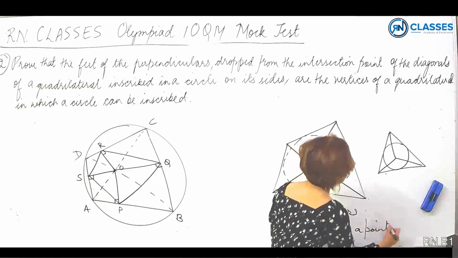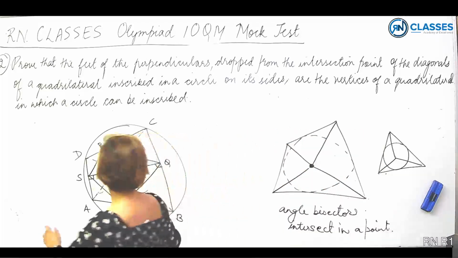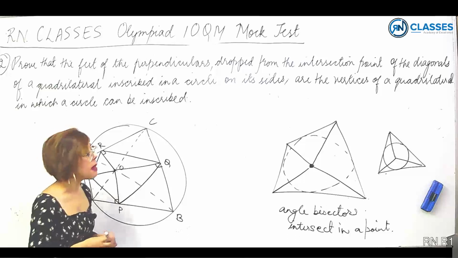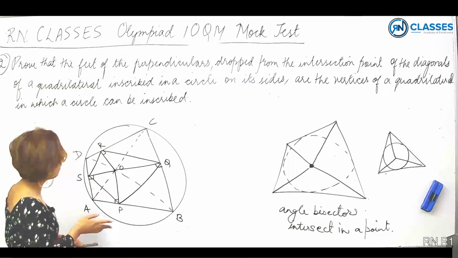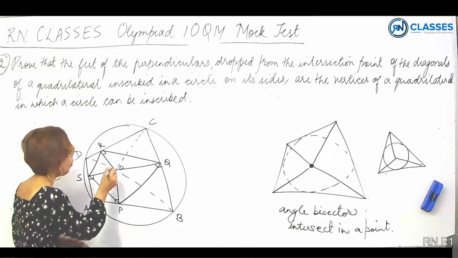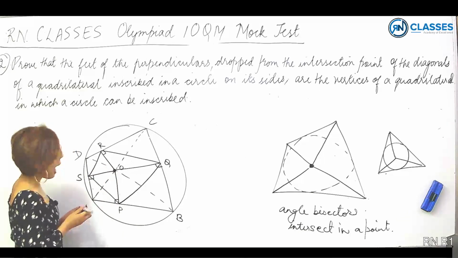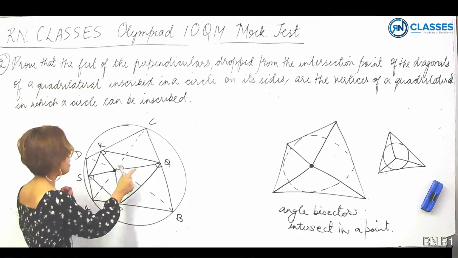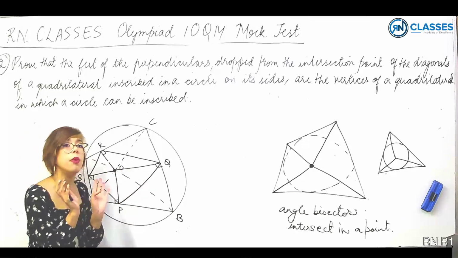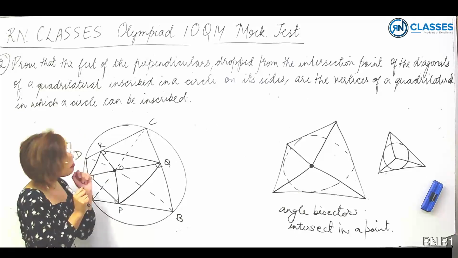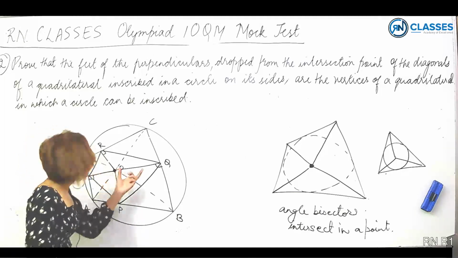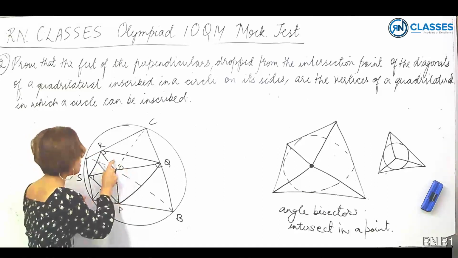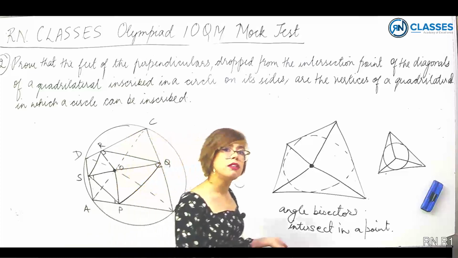Right? Let me look at my figure now. So my quadrilateral is PQRS. Now, I need to prove that the angle bisectors intersect in a point. Now, पहले बात इस quadrilateral में एक point तो यही है O. And I know that O is the intersection of this. That means these four segments are intersecting in a single point. If I am able to prove that this is the angle bisector, this is the angle bisector, this is the angle bisector, this is the angle bisector, the four angle bisectors would intersect in a single point.